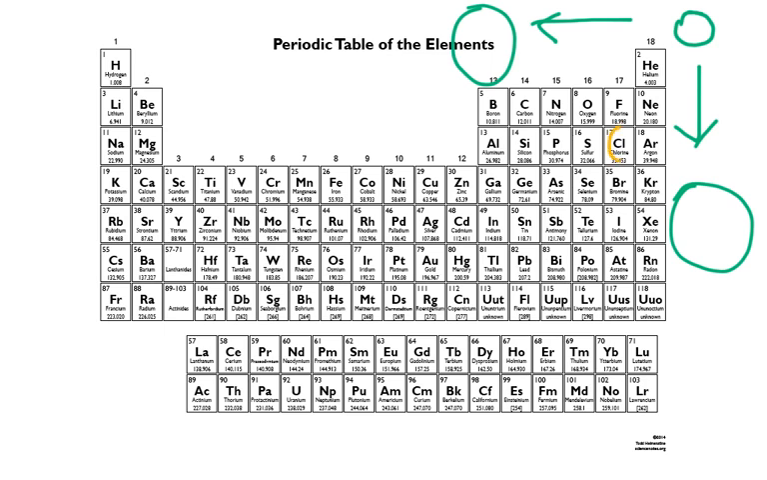Let's say I want to know which one is bigger, chlorine or iodine. Well, I look over here at my little cheat sheet. Iodine's lower, he's bigger. Let's say I want to compare chlorine and phosphorus. Well, there's the small ones, there's the big ones, so phosphorus is bigger than chlorine.